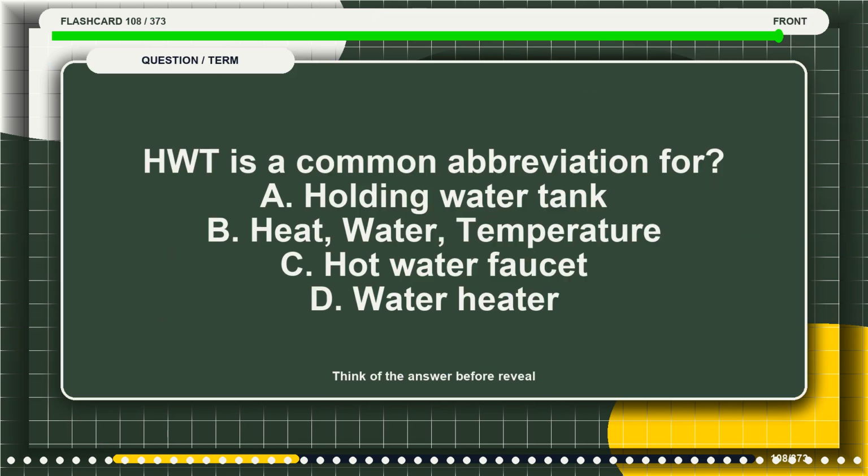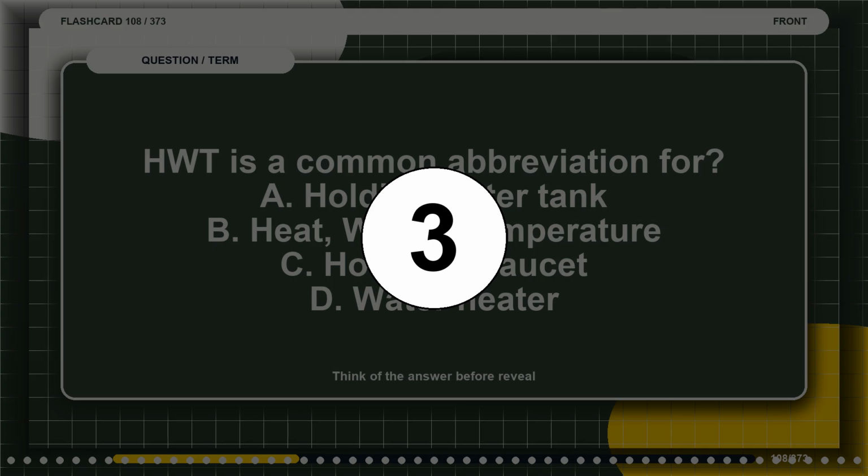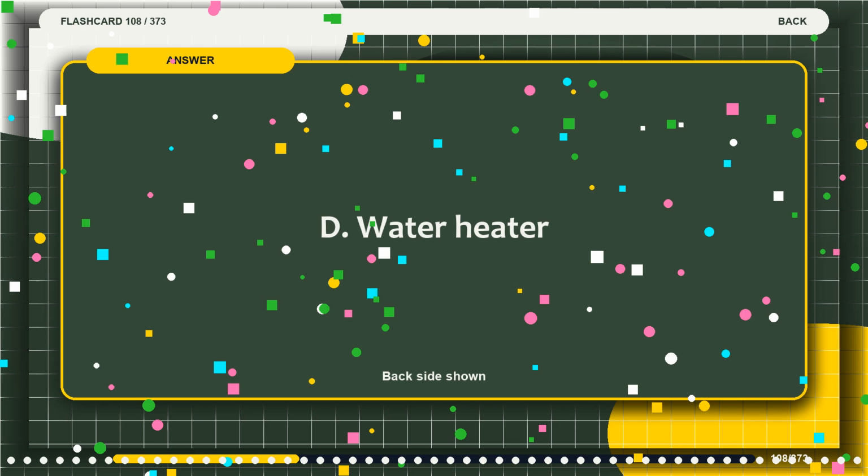Flashcard 108. HWT is a common abbreviation for A. Holding water tank. B. Heat, water, temperature. C. Hot water faucet. D. Water heater. Think of the answer before the reveal. The answer is D. Water heater.